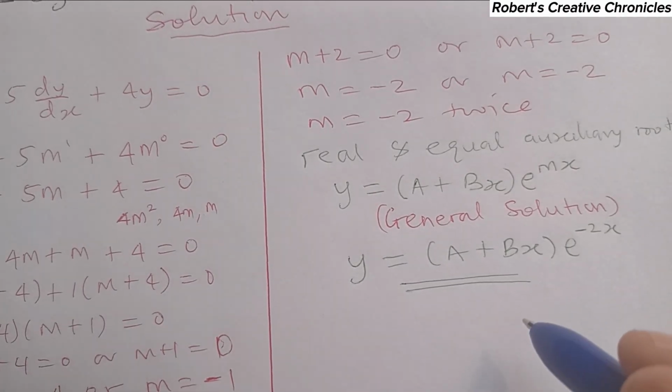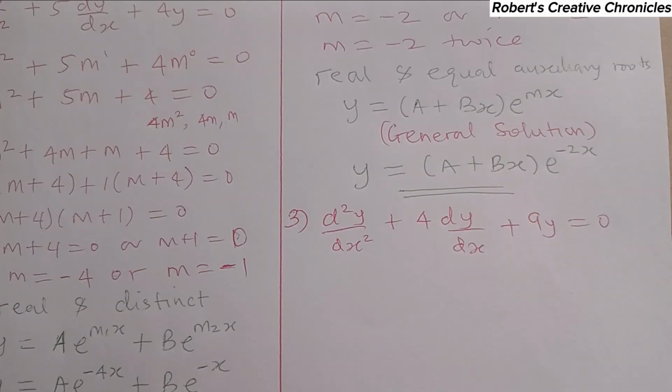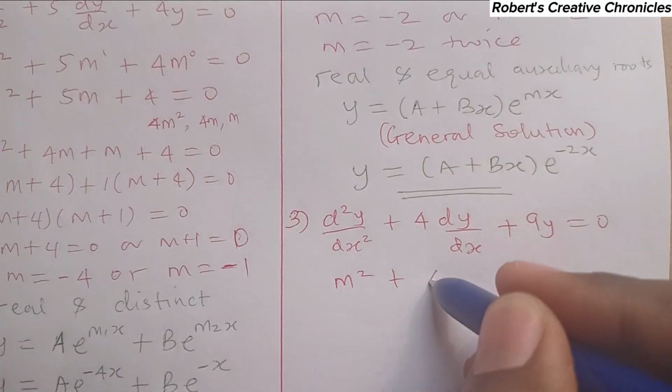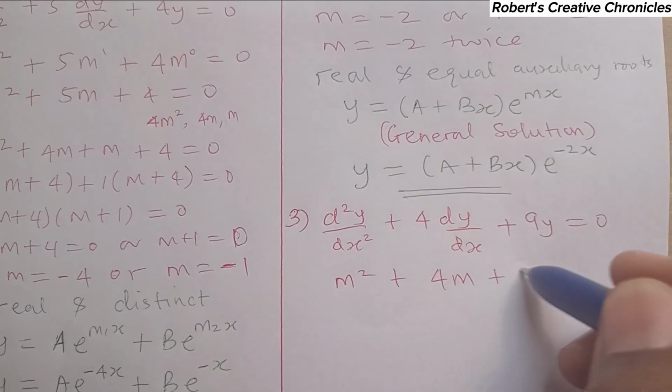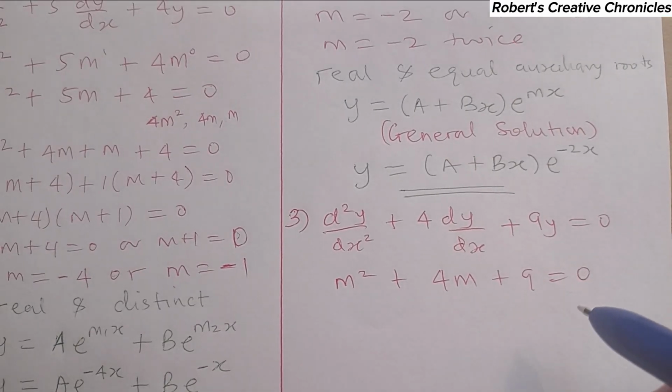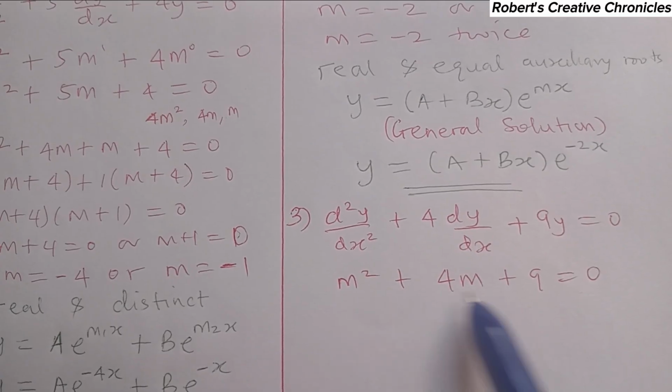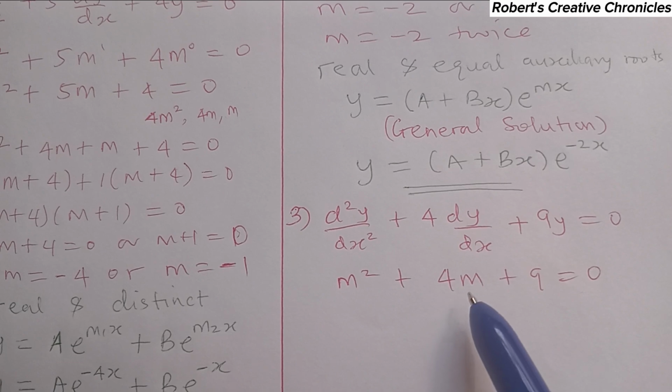So now let's move to the third one. So now here's the third one. In the same way, m squared plus 4m plus 9 is equal to 0. So this kind of quadratic equation, you can't solve it using the factorization method. You have to use the quadratic formula.